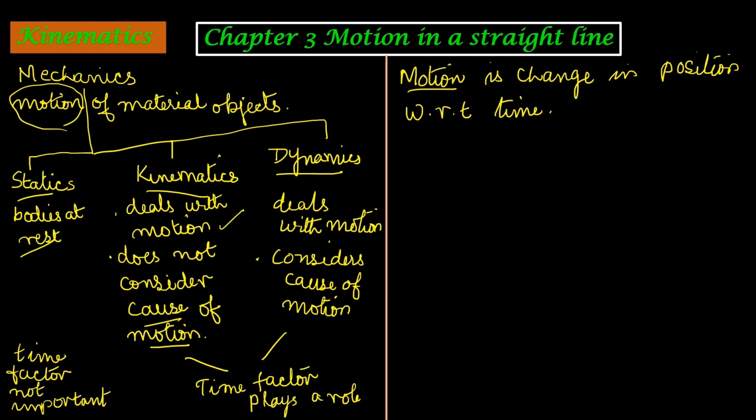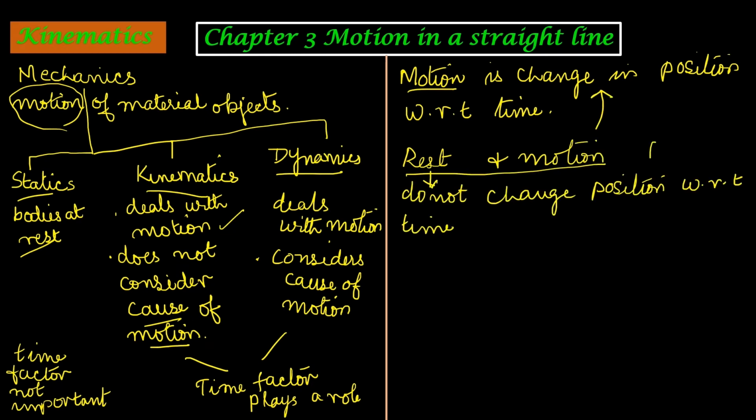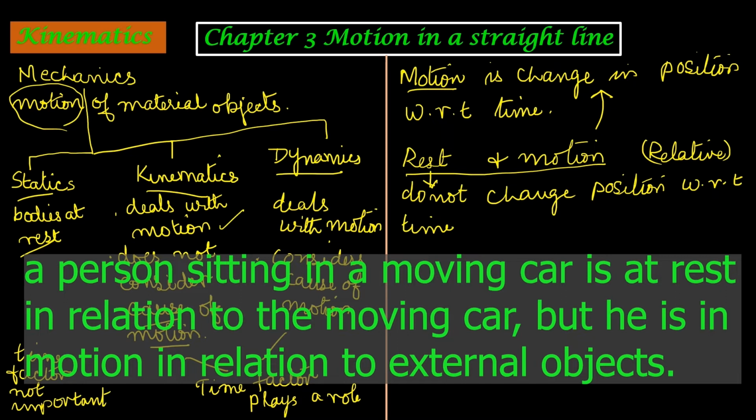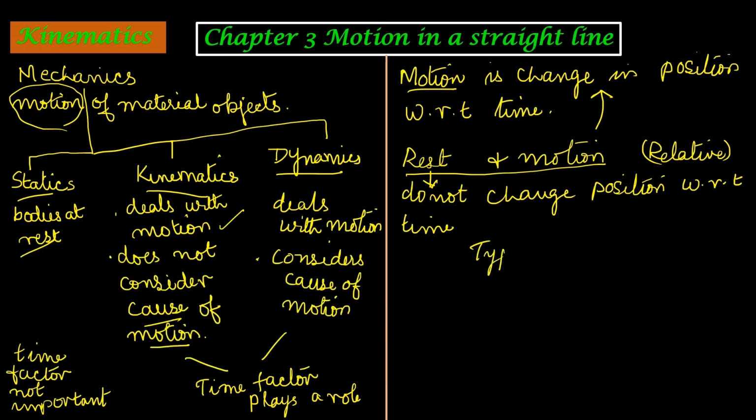Those objects around us which are not changing their position with reference to time, we say are at rest. I will just note down the point, that is how we differentiate rest and motion. Rest and motion are relative. I will explain that with the help of an example. A person sitting in a moving car is at rest in relation to the car, but he is experiencing motion in relation to the external objects. So we have understood what is motion.